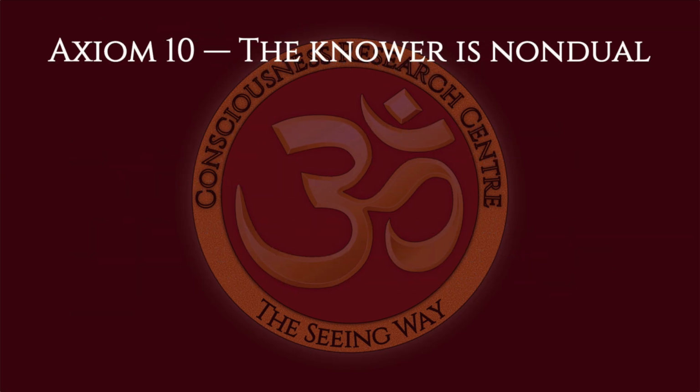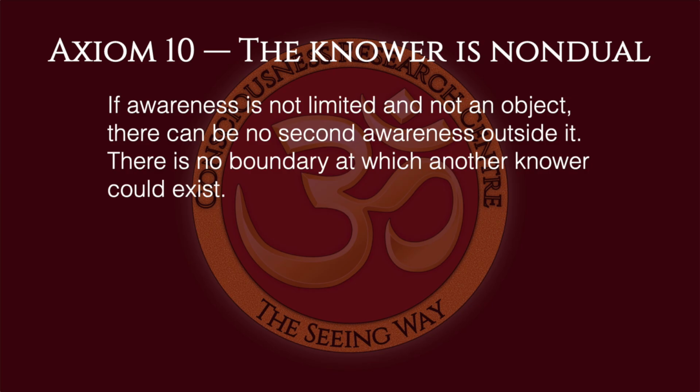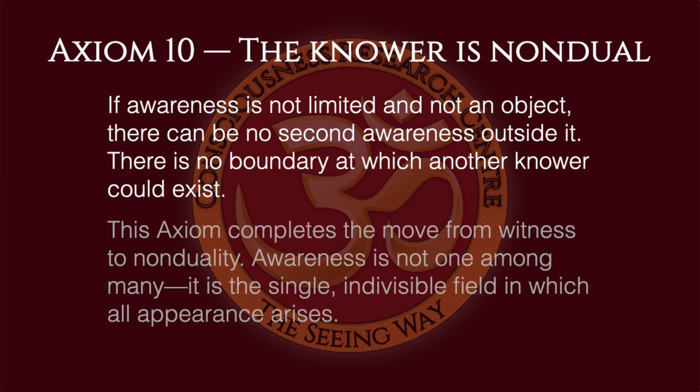Axiom 10. The knower is non-dual. If awareness is not limited and not an object, there can be no second awareness outside it. There is no boundary at which another knower could exist. This axiom completes the move from witness to non-duality. Awareness is not one among many. It is the single indivisible field in which all appearance arises.